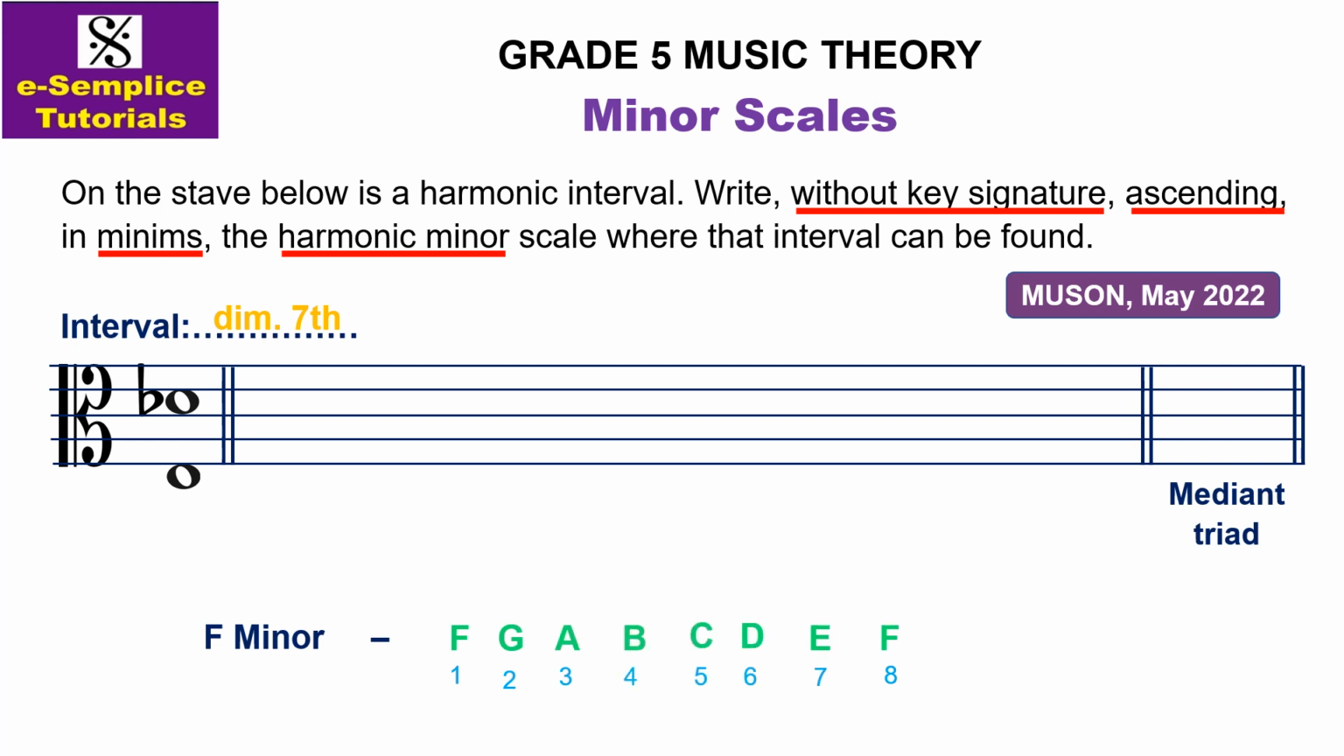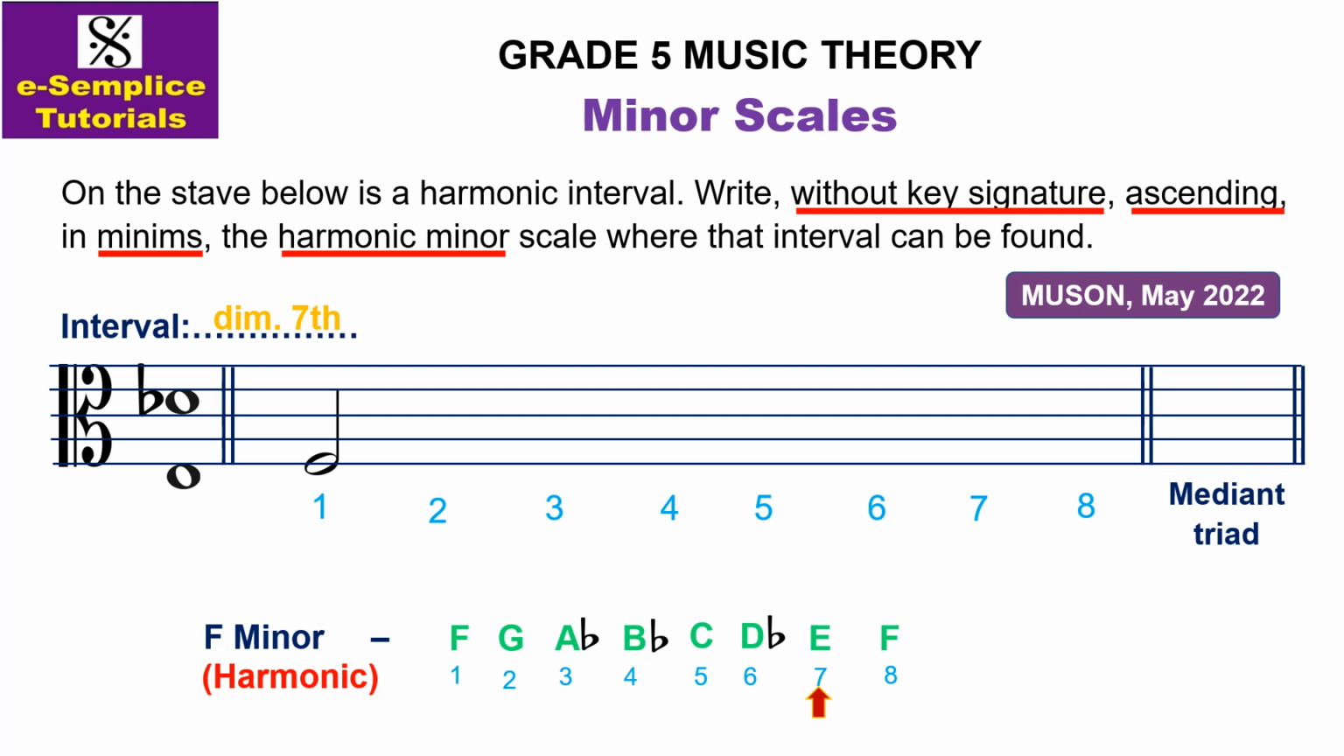F minor, as usual, natural key signature accidentals. We are working on a harmonic minor. That means raise the 7th note. If you raise the 7th note, E loses its flat, and then it is an ascending scale, so it goes from 1 to 8. Let's put it on the staff.